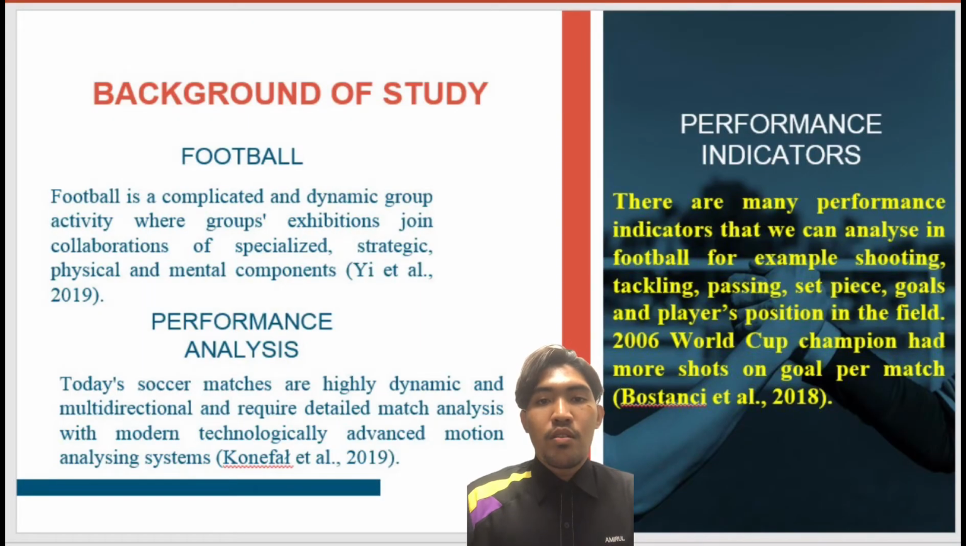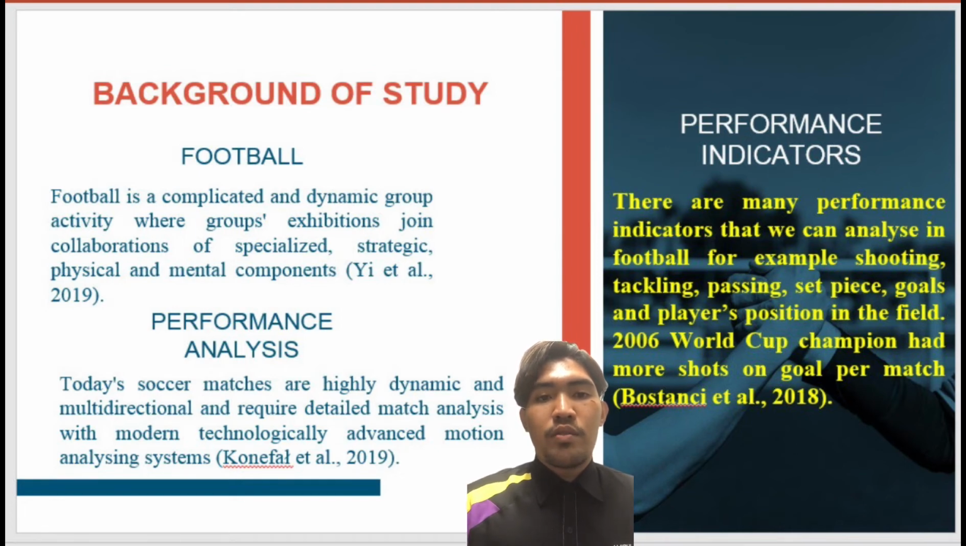What is football? Football is the most popular sport in the world that is played by people of many different ages. Football is a complicated and dynamic group activity where the group exhibits joint collaboration of specialized strategic, physical, and mental components. Football is a game that comprises different sides of group, and each group has 11 players. Besides that, a team that scores more goals compared to their opponent will win the match.